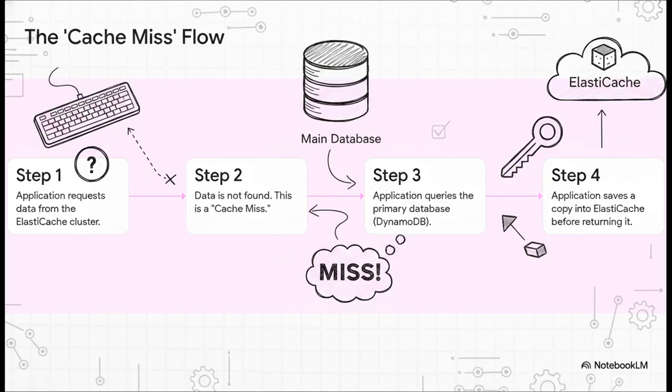So let's trace the very first request for that keyboard. The application checks ElastiCache, but of course, it's empty. That's a cache miss. No big deal. The application then does what it always did. It goes to the main database and gets the data. But, and this is the crucial part, before it sends that data back to the user, it saves a copy in ElastiCache for next time.